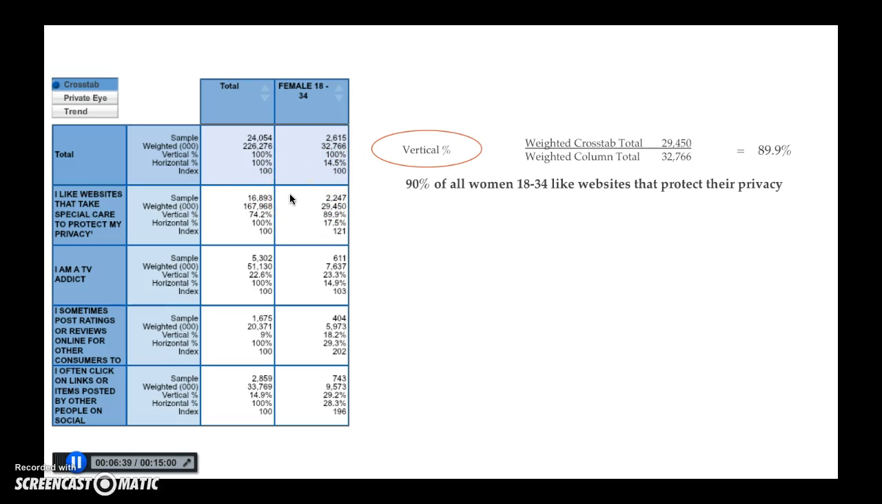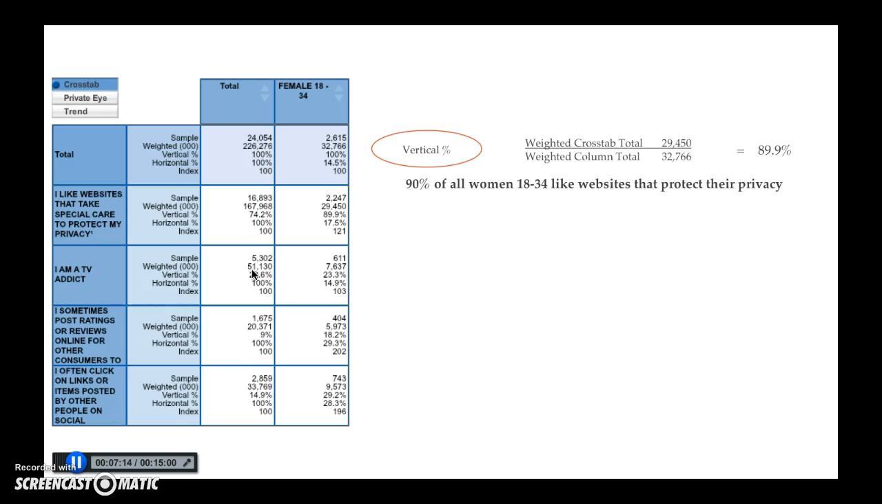The beauty of crosstab analysis is that they do all the math for you. All you have to understand is what number you're looking for. Now, let's ask the question differently. Say I'm working at the agency representing Netflix, and I need to know who I should target to grow my user base. Netflix is known for binge watching, so I want to talk to people who consider themselves to be TV addicts. Who do those people tend to be? Well, looking down the total column, down here, 51,130,000 adults in the U.S. agree with the statement that they are TV addicts.